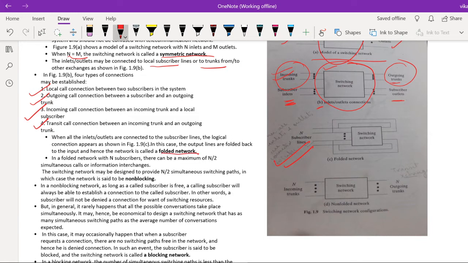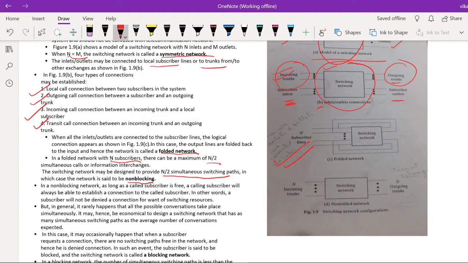In a folded network with n number of subscribers, the maximum number of calls which are possible would be n by 2. The maximum number of simultaneous calls, I'm asking. I'm telling simultaneous calls or simultaneous information exchanges. The switching network may be designed to provide n by 2 simultaneous switching paths, in which case the system is said to be non-blocking. Now, what does that mean?